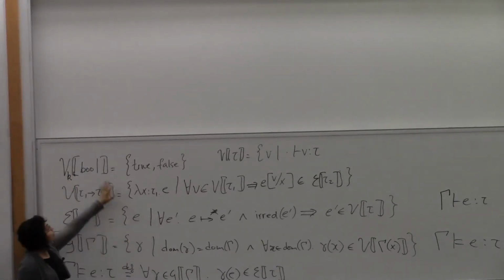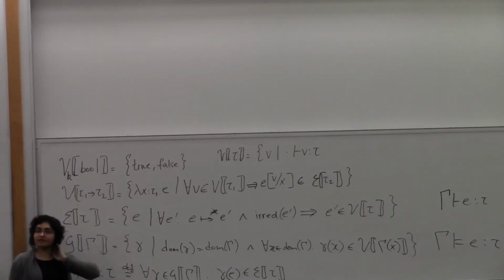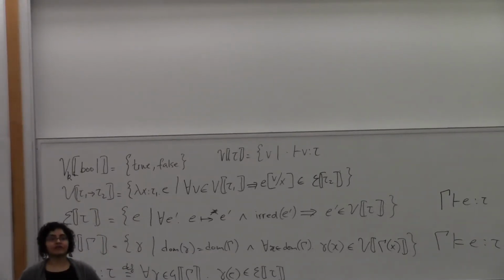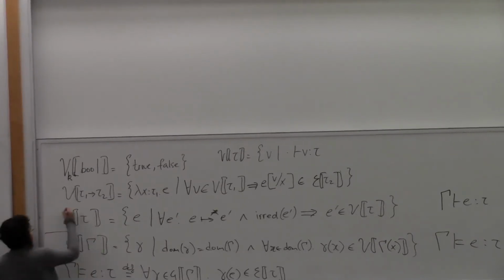When does a value behave like a Boolean for k steps? Or what are the values that behave like Booleans for k steps? It's true and false, right? We don't need to do anything else. Okay. Now let's put a k here.